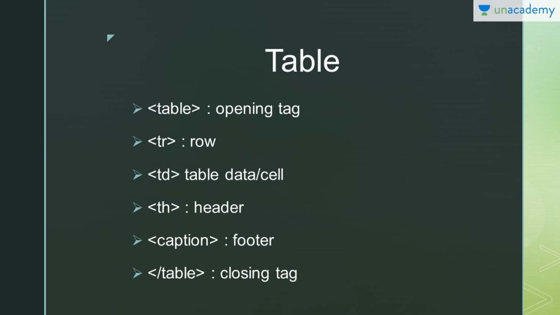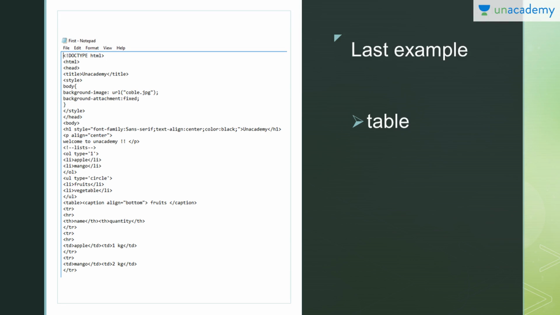Now, the table. A table has the opening tag table. The tr means table row. Td means table data or cell, and it is basically used to fill in the information. You can also consider it as a table column. Th is the table header. Caption is basically used to mention table footer information. Whatever I write in the caption will be used as a footer. And this is the closing tag.